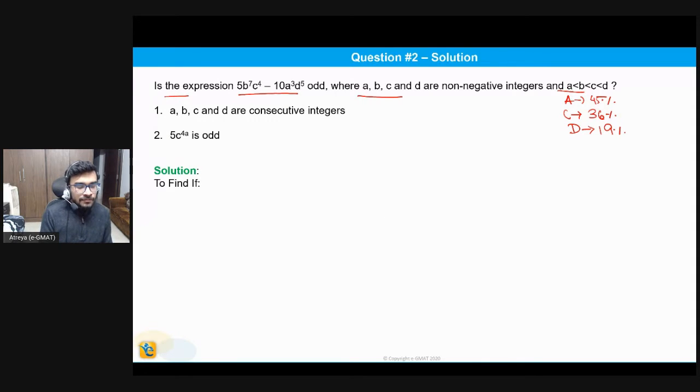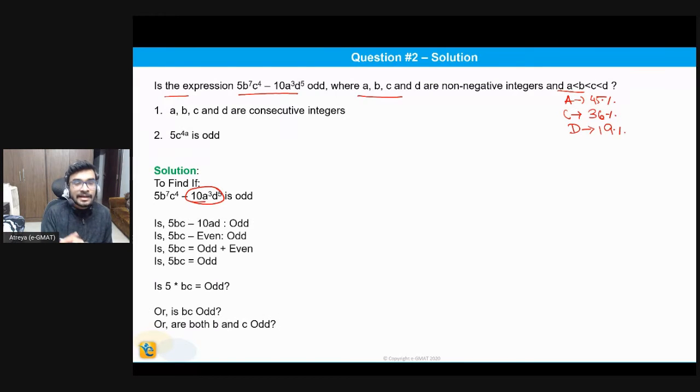We need to find if 5b to the power 7 c to the power 4 minus 10 a to the power 3 d to the power 5 is odd or not. Now, I told you already that whenever I have an even number, and 10 is an even number, the entire part becomes even. Adding or subtracting an even number from an expression does not affect anything. So I can simply get rid of that. So what do I have? The question is just asking me whether 5b to the power 7 c to the power 4 is odd or not.